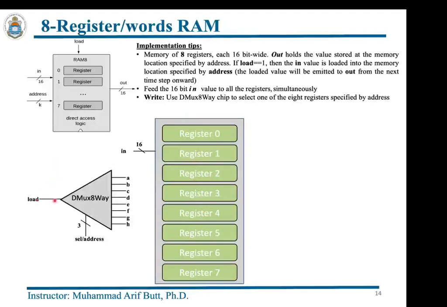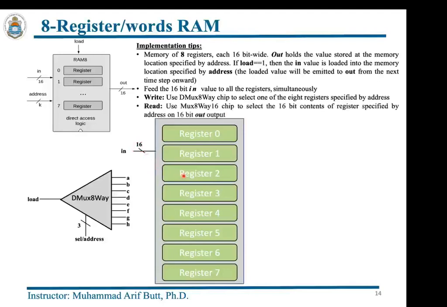So we have the load bit coming over here, and the address bits are the selection lines of this DMUX 8-way chip. Based on these 3 address bits, any one of these 8 outputs will be made high. So this A is going over here, this B is going over here, and this H is going over here. So depending on this address, any one of these registers will be the selected register, and whatever is there at the in input will be placed inside that register. So this is how the writing will be done.